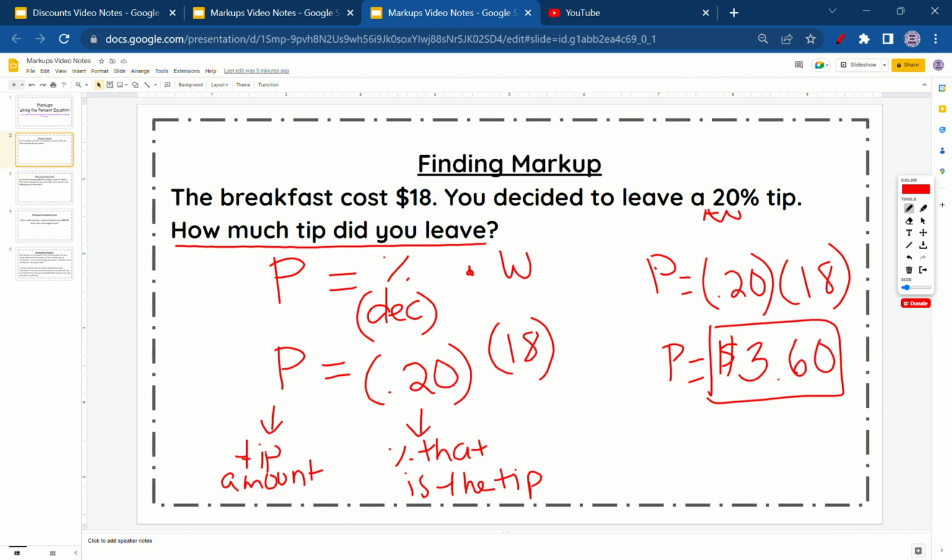The next type of question that you're going to see is what the total cost would be inclusive of this tip. So if you are asked to find the total cost, you could add up the $18 here, that was the original bill, plus $3.60, and then get the total that you're paying. But this question doesn't ask that. This question asks, how much tip did you leave? So you left a $3.60 tip.